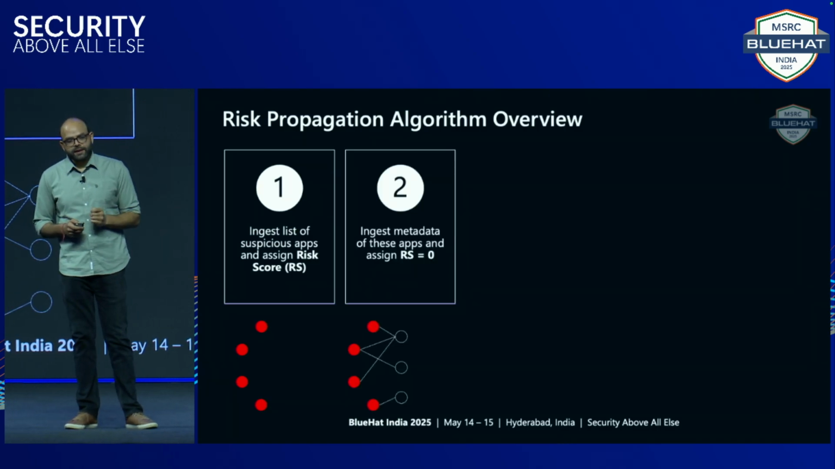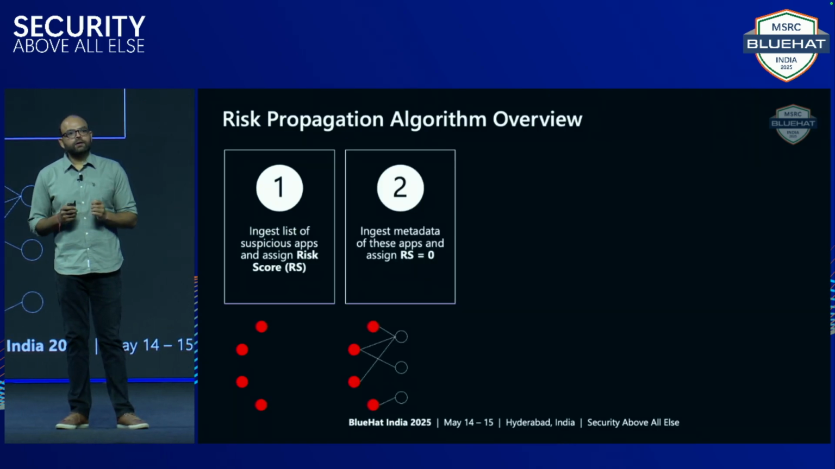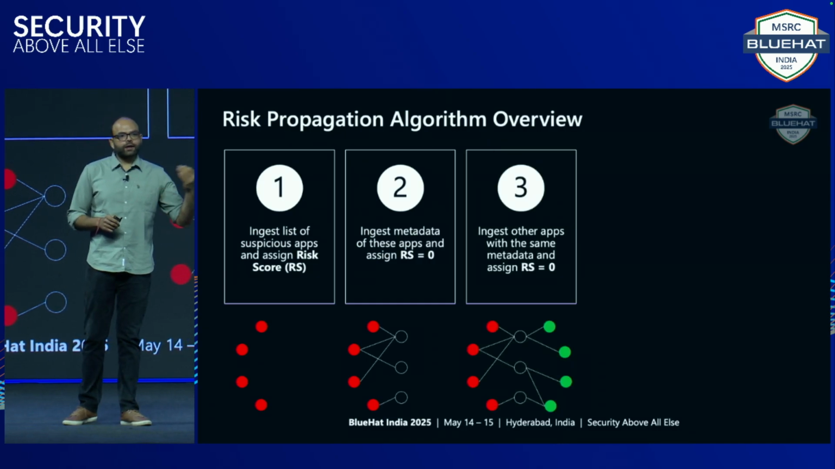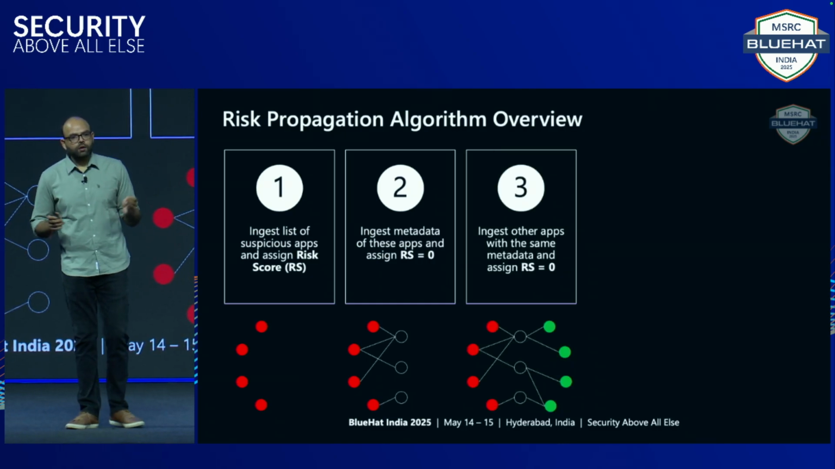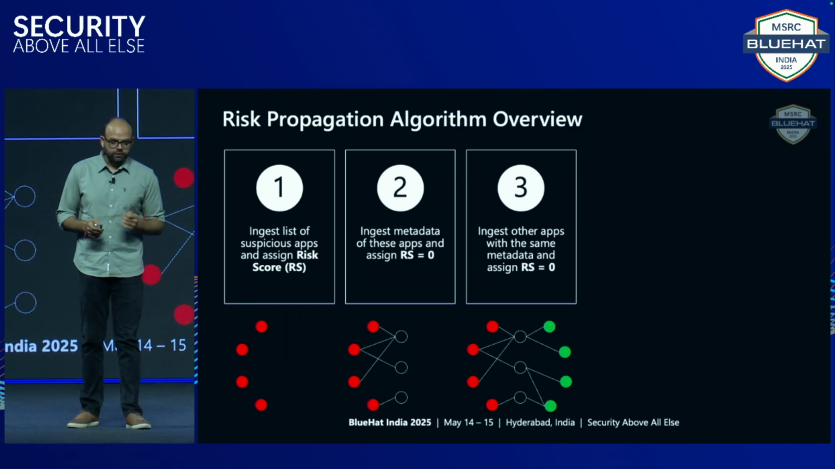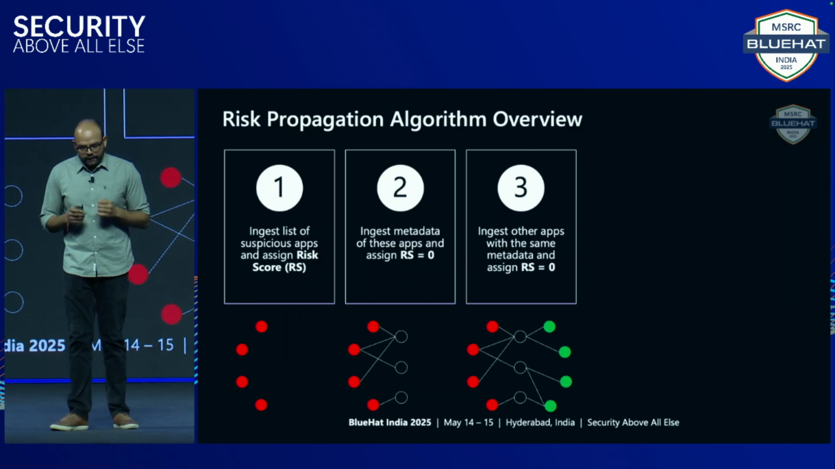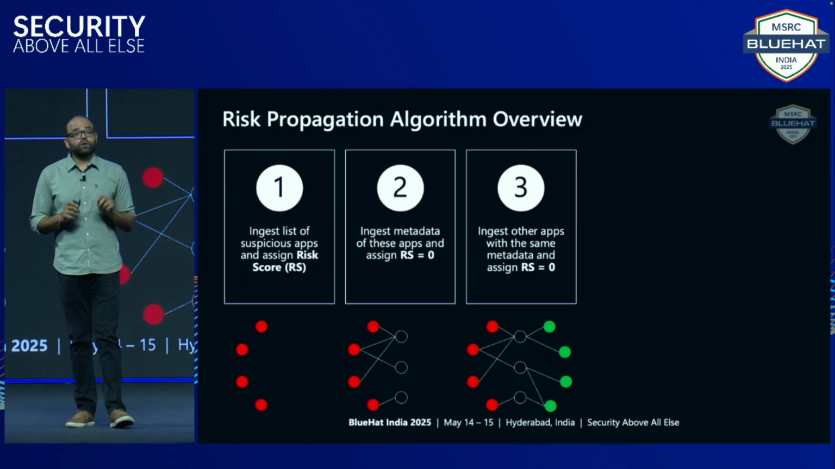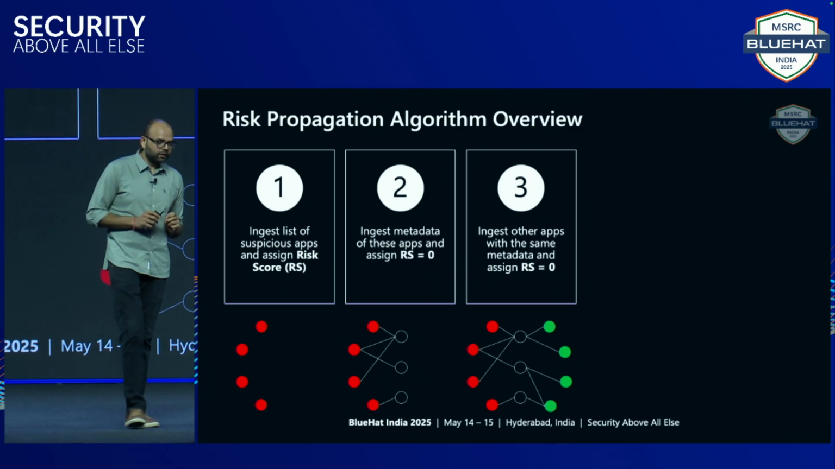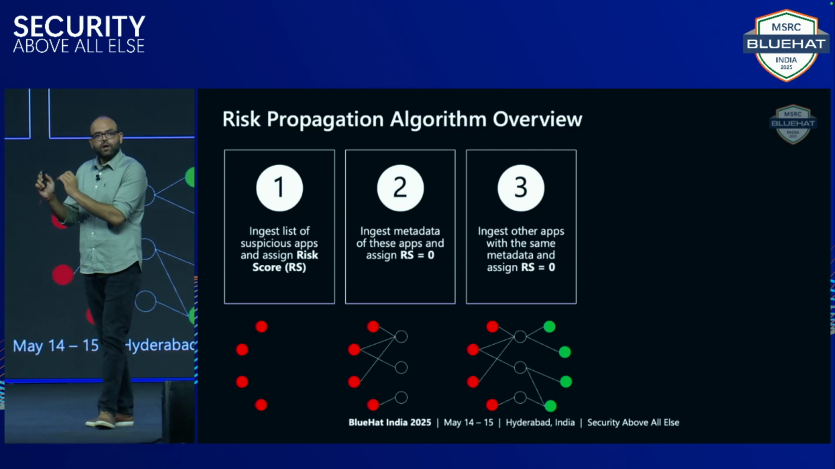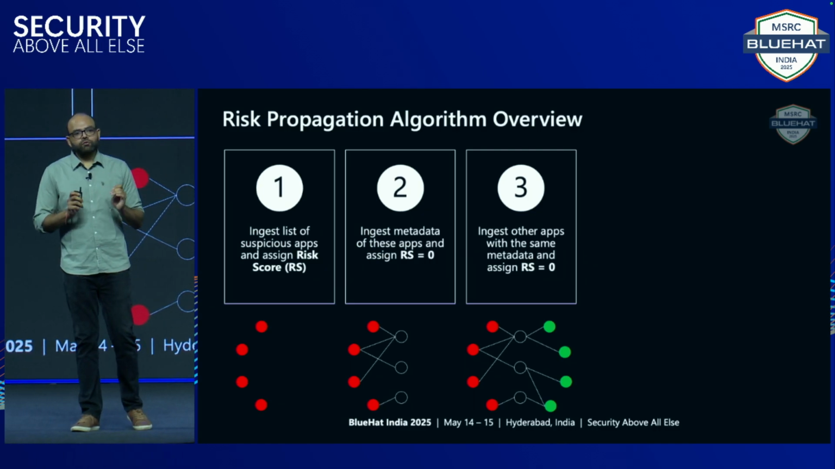Then we add metadata nodes and assign their risk score as 0 because it's unknown to us. Then we add other applications which are unknown and come under the graph expansion, and again the risk score would be 0 because it's unknown. And that's where the risk propagation begins. For that, we have designed and developed 2 custom risk propagation scoring methods to propagate the risk from the malicious ones to the unknown ones in a more precise and meaningful manner.